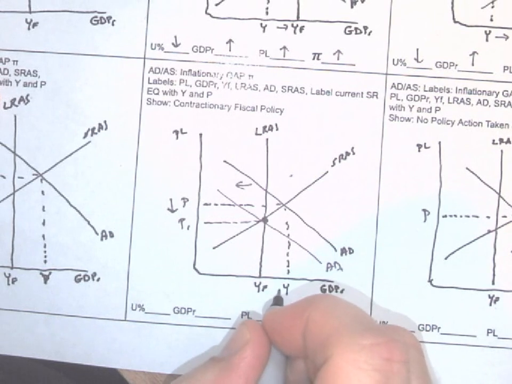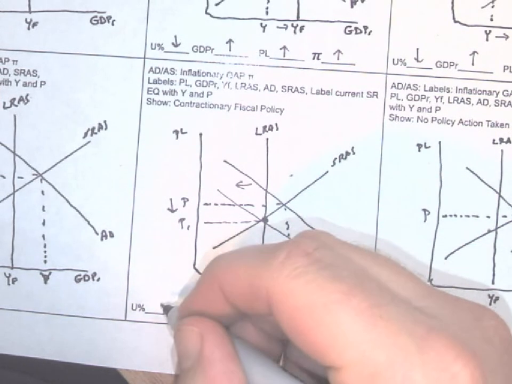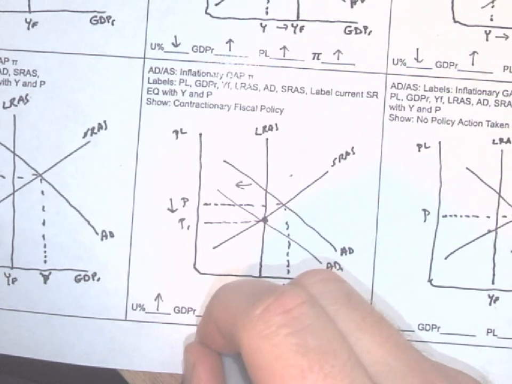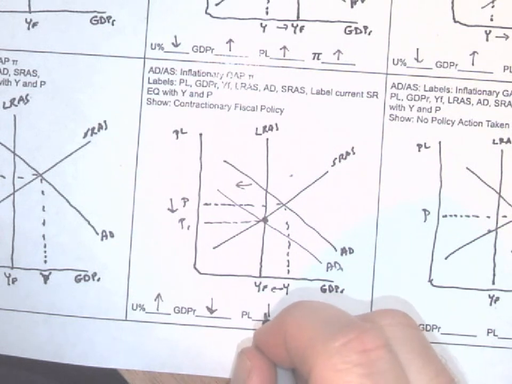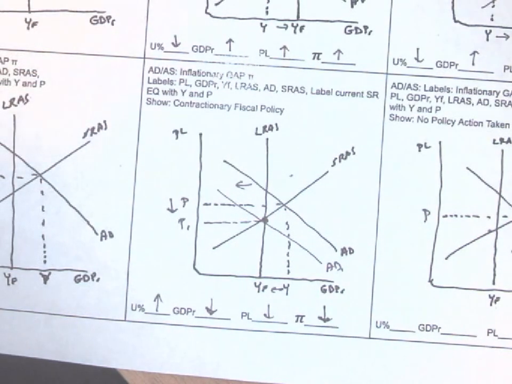And when that happens, unfortunately, it's going to lose some GDP. So unemployment is going to increase as GDP decreases. That's going to bring price levels down and bring down inflation. So that's our successful contractionary policy.